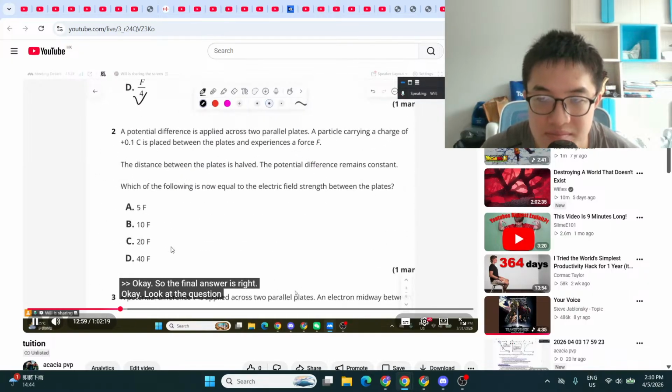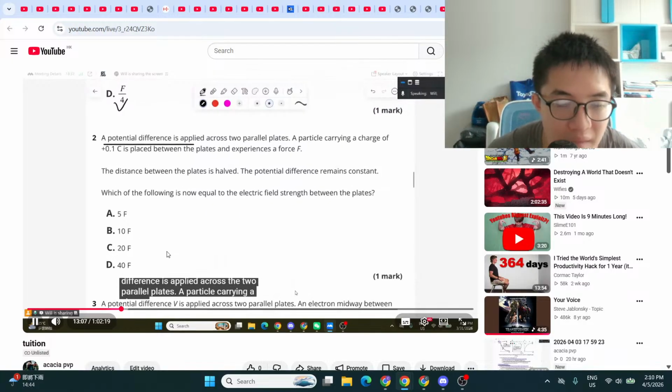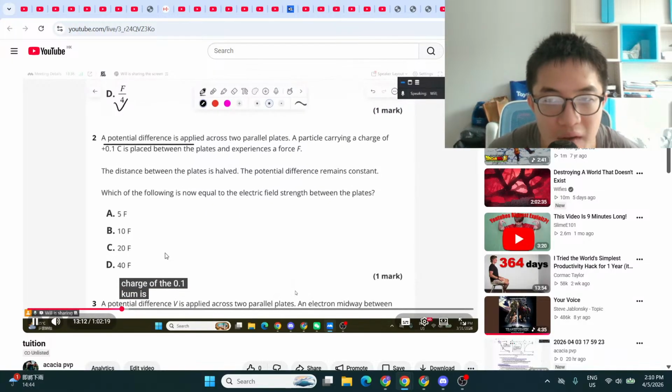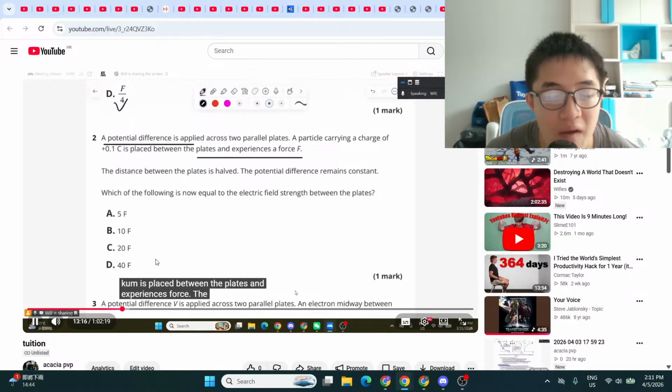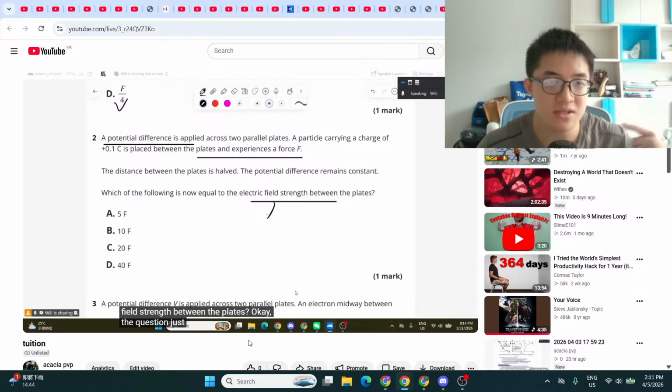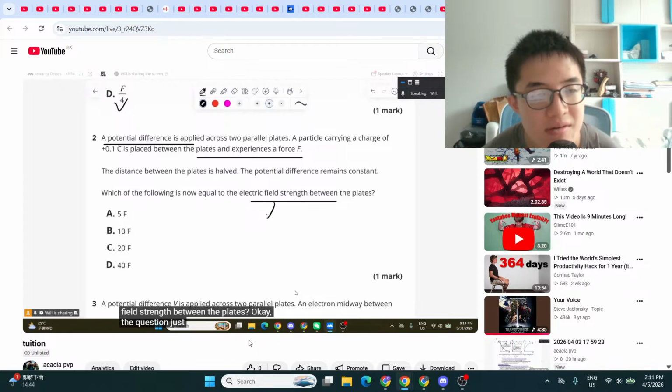Okay, look at question 2. A potential difference is applied across two parallel plates. A particle carrying a charge of 0.1 coulomb is placed between the plates and experiences a force. The distance between the plates is halved, and the potential difference remains constant. Which of the following is now equal to the electric field strength between the plates? Okay, this is the one that's hard. A particle carrying a charge of 0.1 is placed between the plates and experiences a force F.